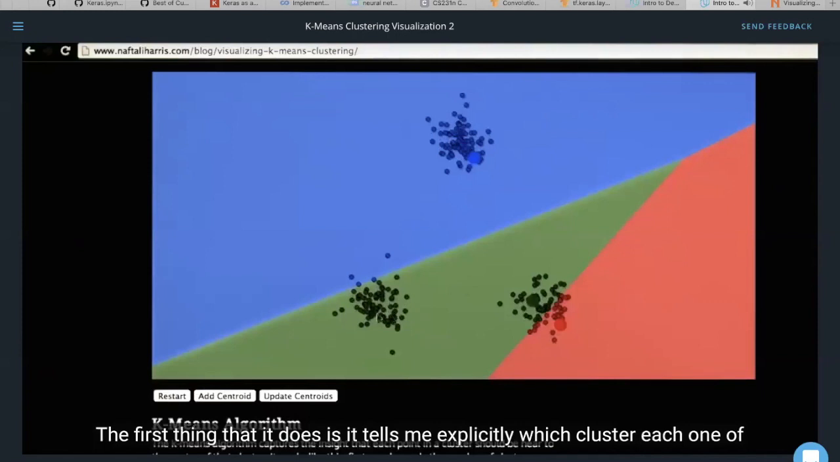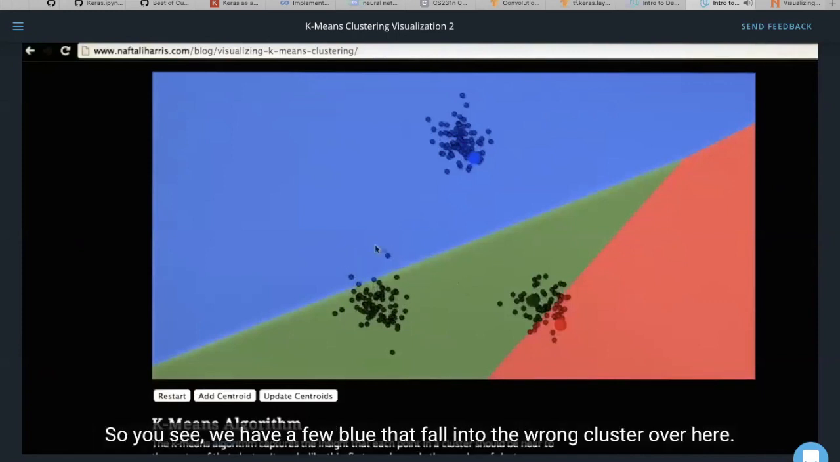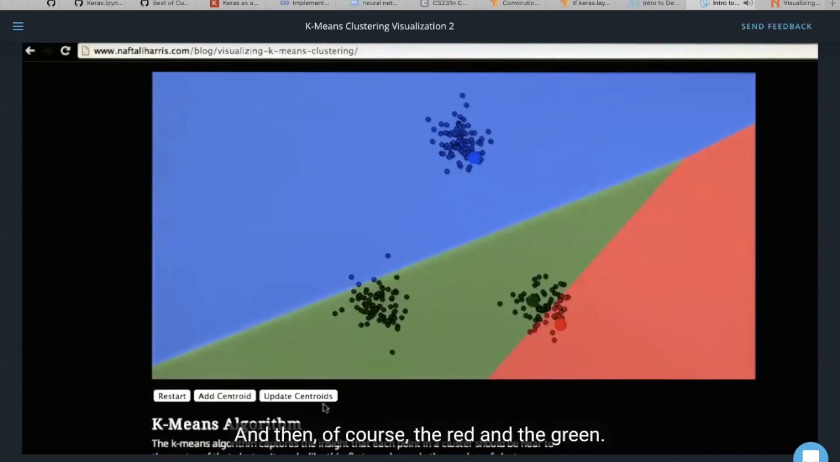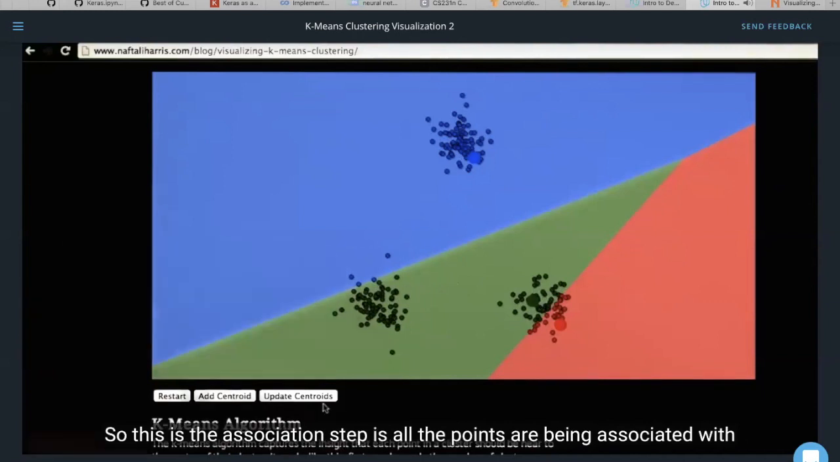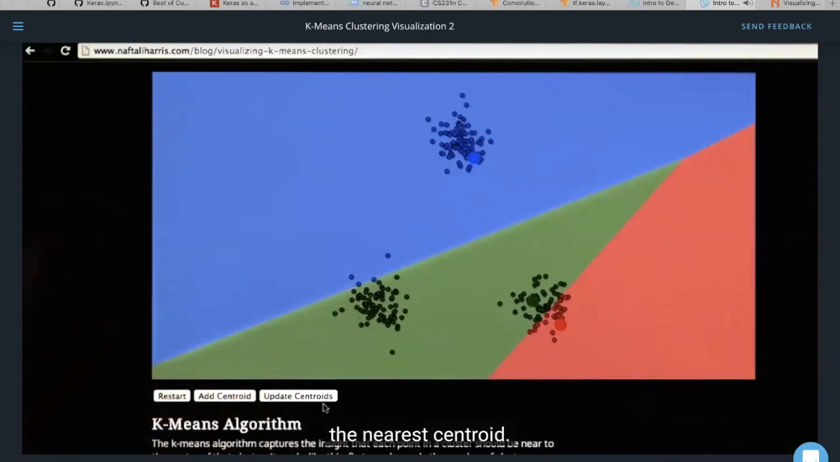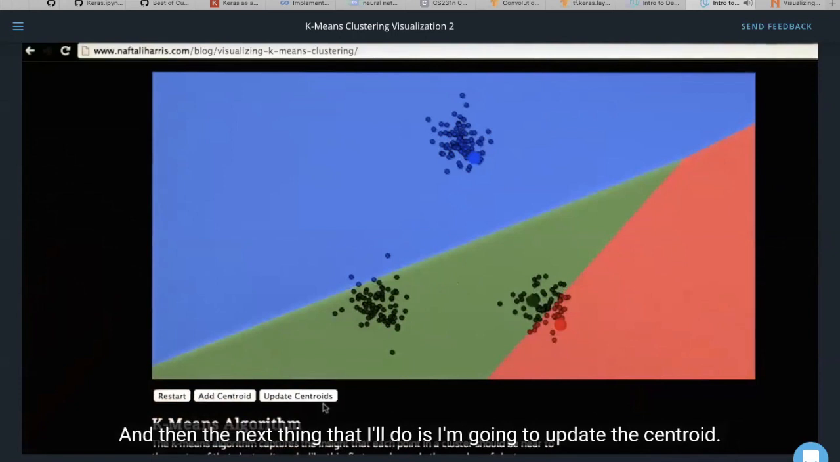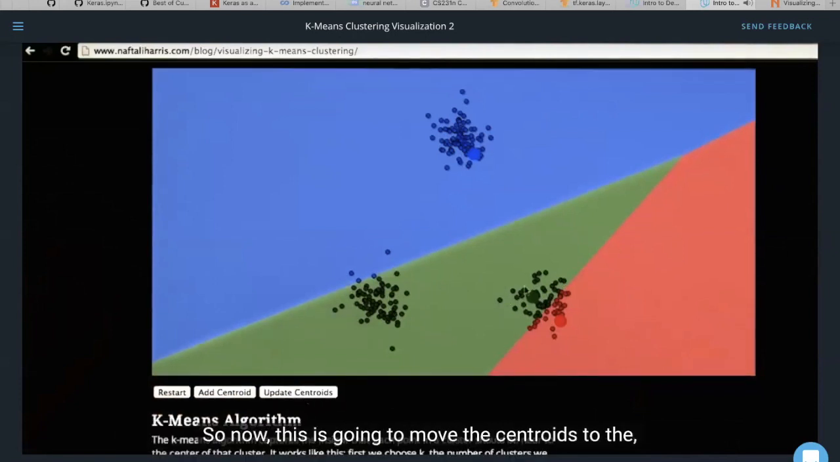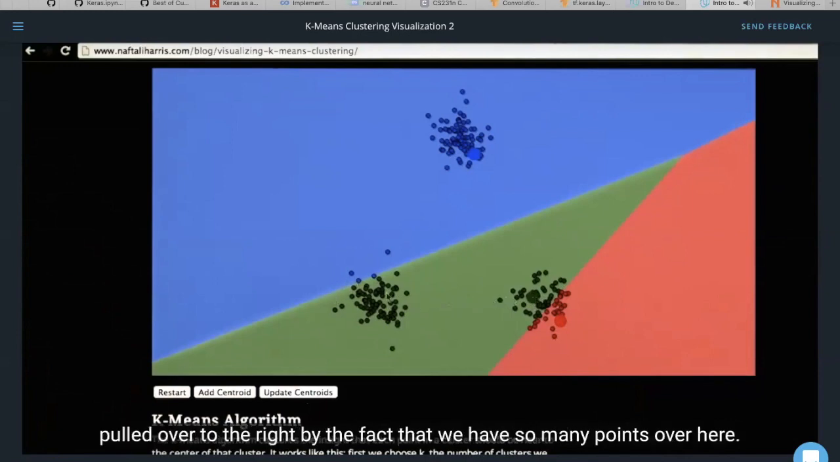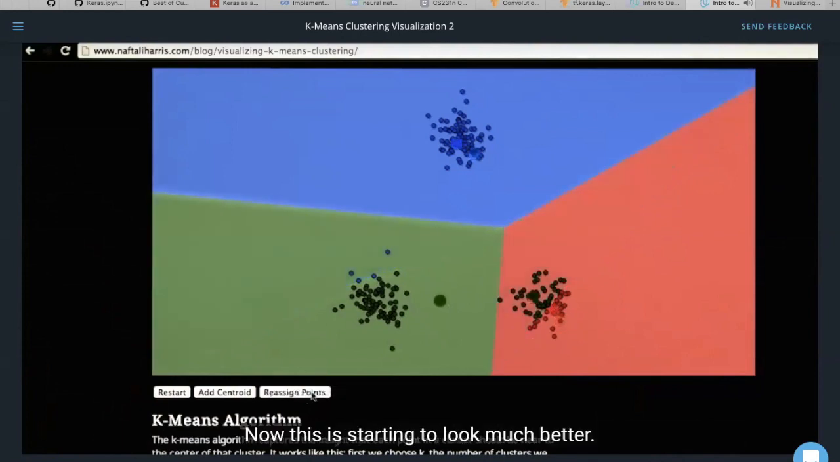The first thing that it does is it tells me explicitly which cluster each one of these points will fall into. So you see that we have a few blue that fall into the wrong cluster over here, and then of course the red and the green. So this is the association step, as all the points are being associated with the nearest centroid. And then the next thing that I'll do is I'm going to update the centroid. So now this is going to move the centroids to the mean of all of the associated points. So in particular, I expect this green point to be pulled over to the right by the fact that we have so many points over here. So let's update. Now this is starting to look much better.